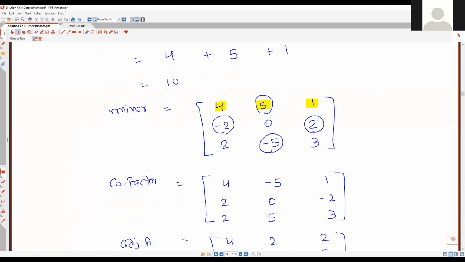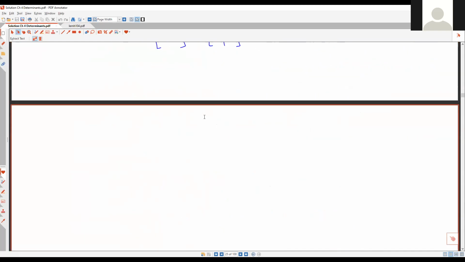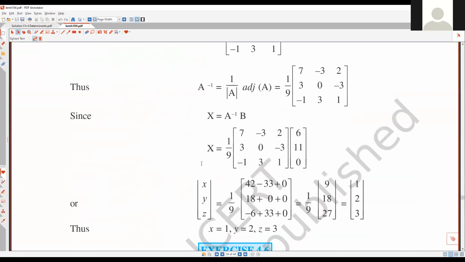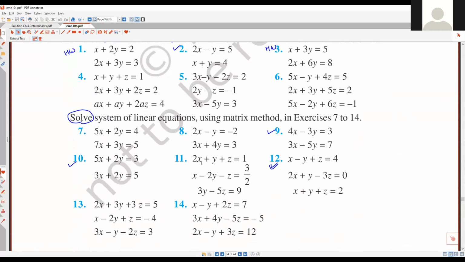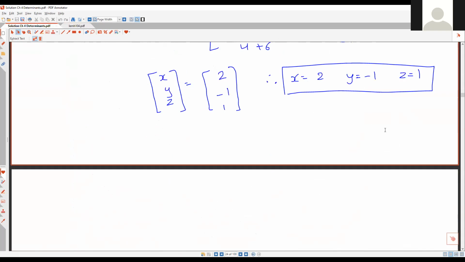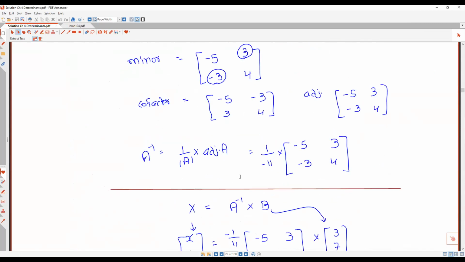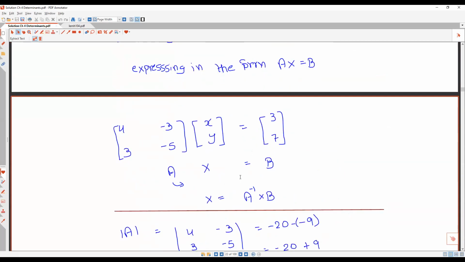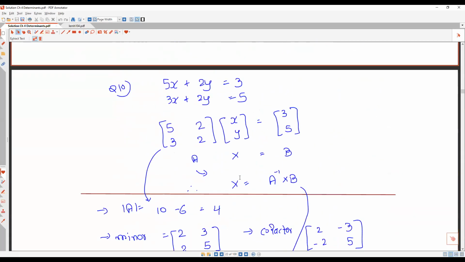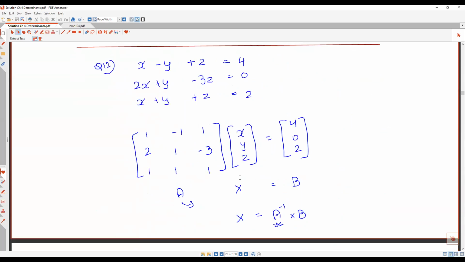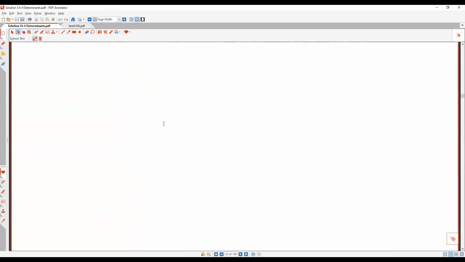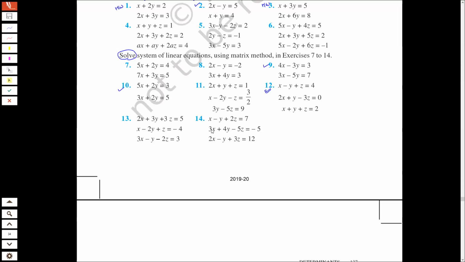So yesterday we had solved question number 12. Yes or no? So let us solve one more question. Okay, question number 12 we had solved yesterday, and today one more question we will take up.